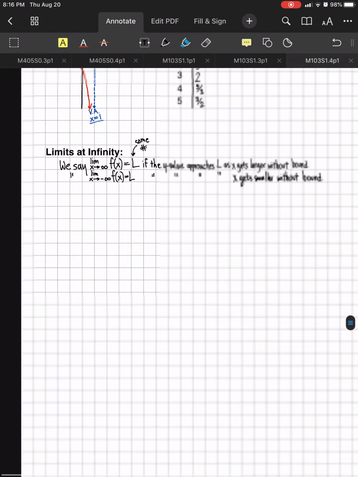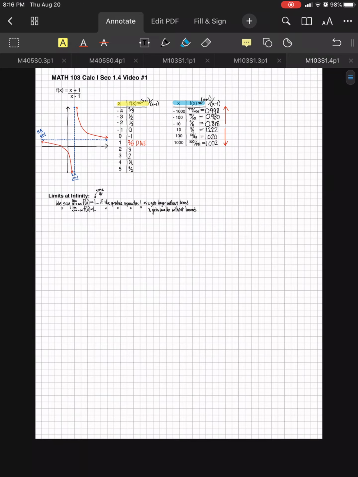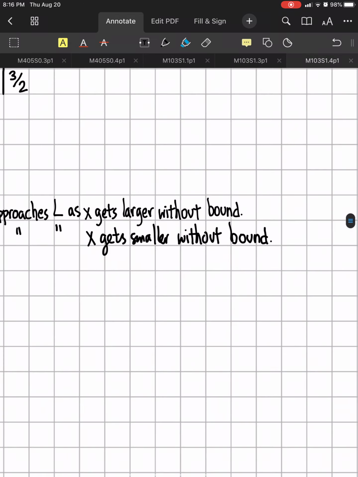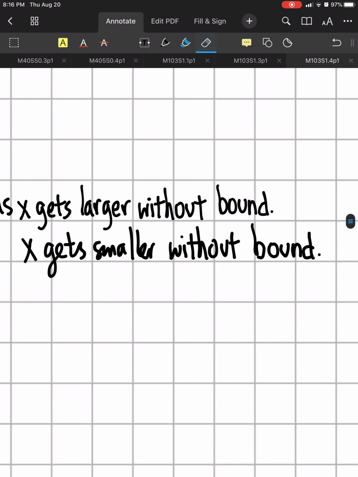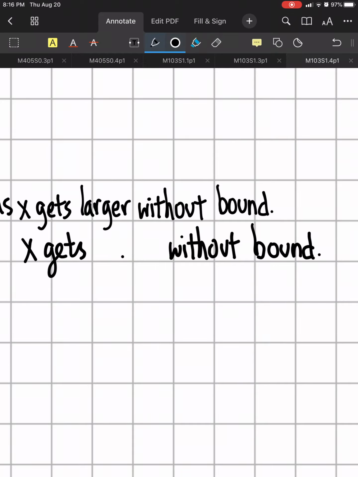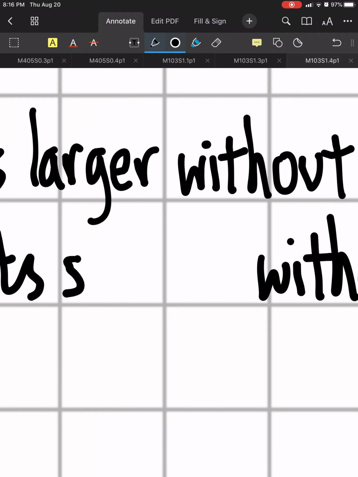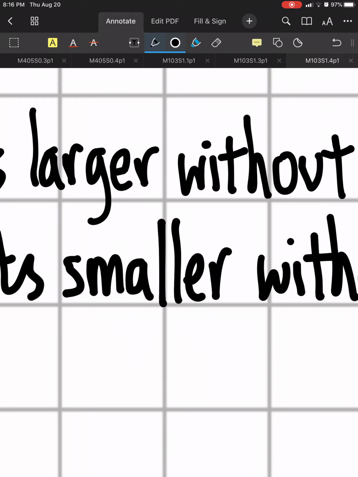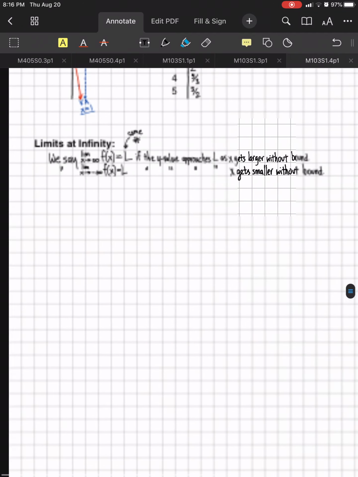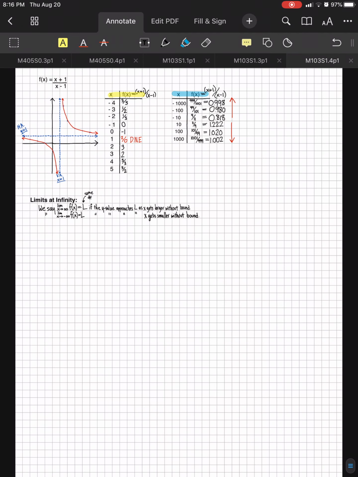Okay, so hopefully that makes sense. That is actually a lot smaller than I thought, but it'll be okay. Let me make this legible though, because you will have this PDF and I want it to be readable. Okay, so that is what we mean by limits at infinity.